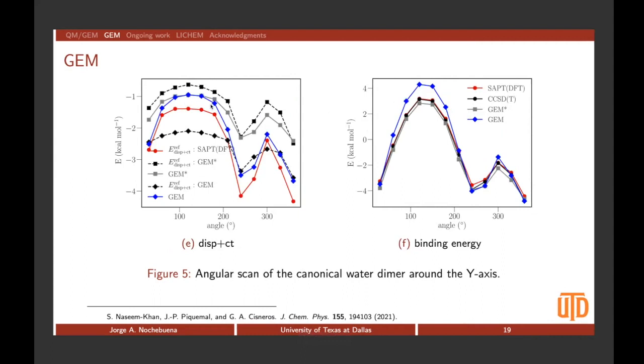Regarding the binding energies, GEM star benefits from compensation of errors between the exchange repulsion and other terms, while GEM provides a better reproduction of each individual term.